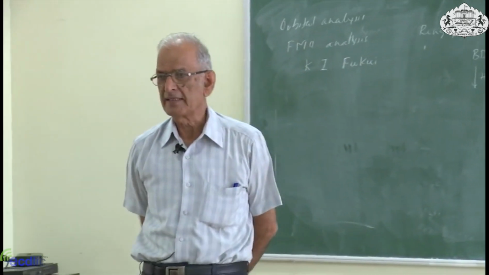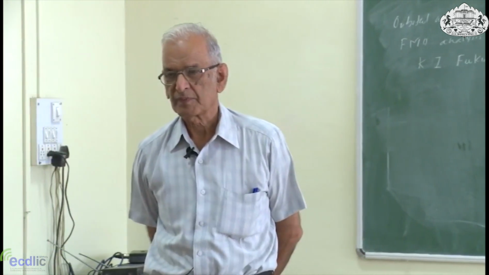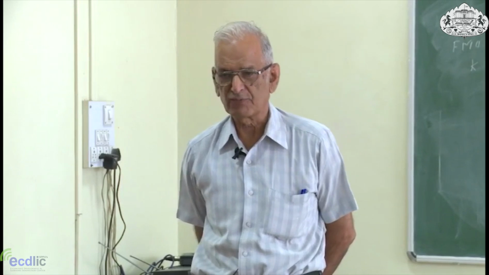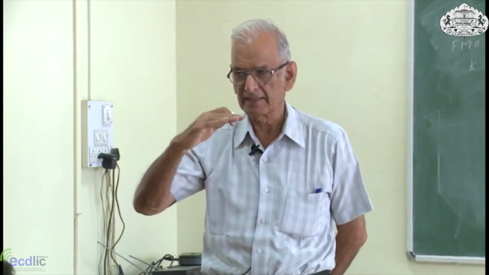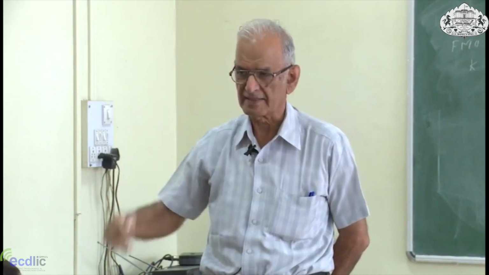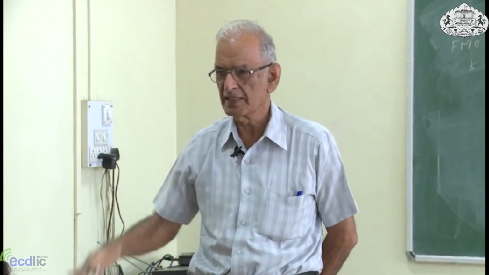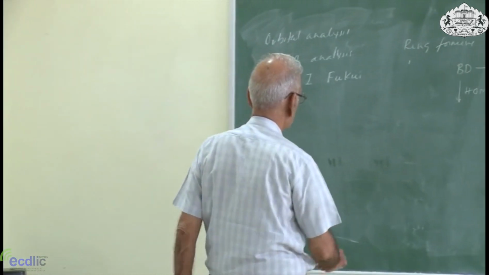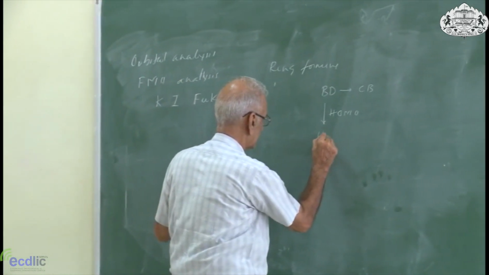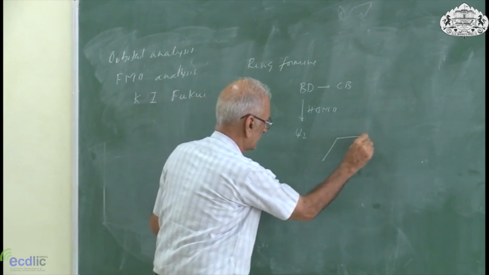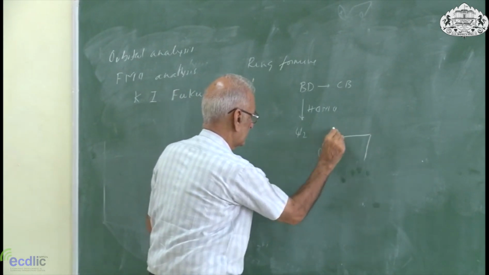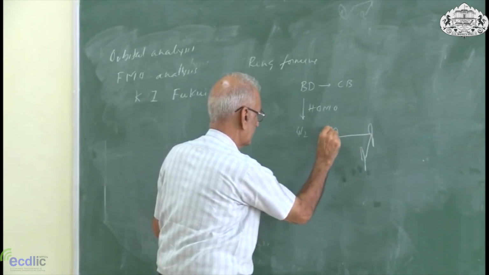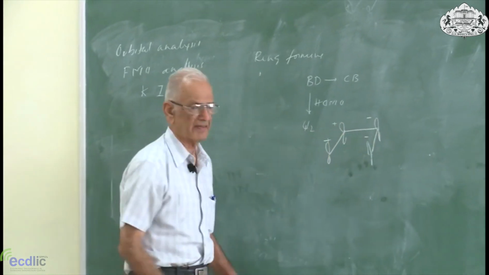So, we are going to write the HOMO. What is the HOMO of butadiene? Butadiene has 4 orbitals, psi 1, psi 2, psi 3, psi 4. So, your HOMO is 4 divided by 2, your HOMO is going to be psi 2. Plus, plus, minus, minus.